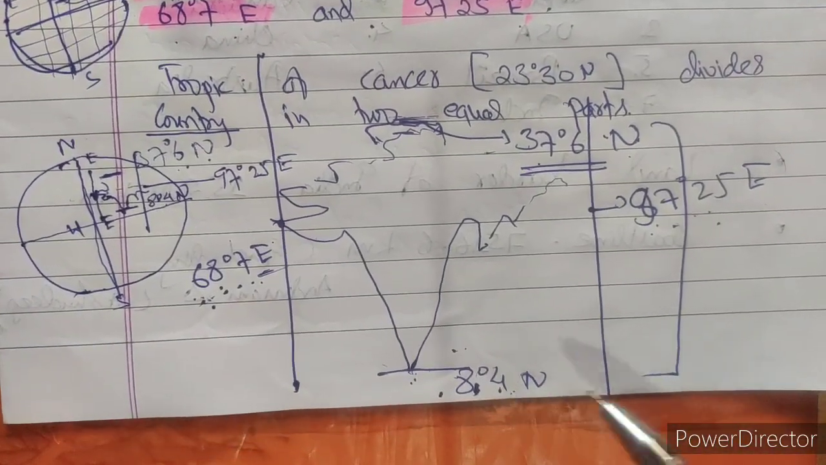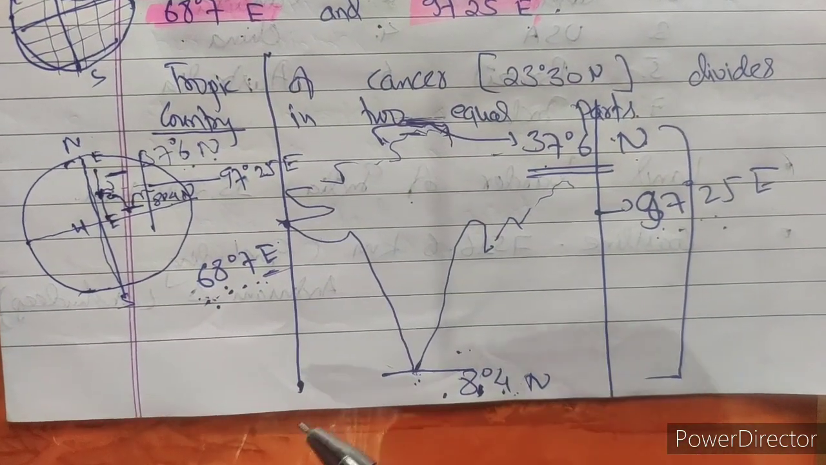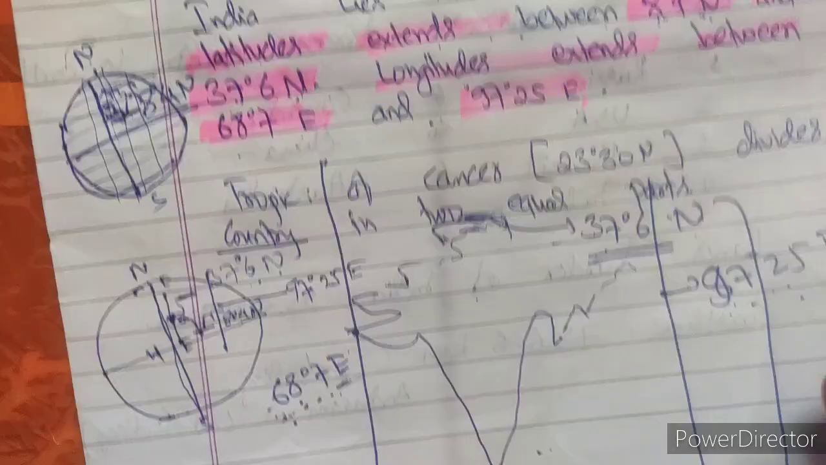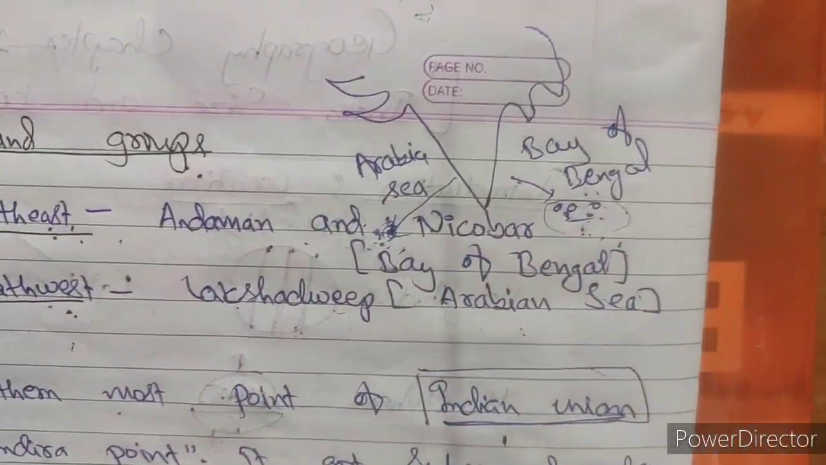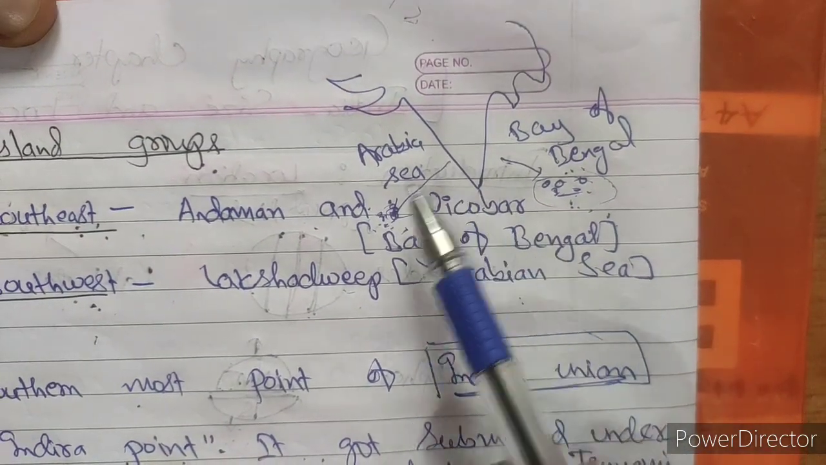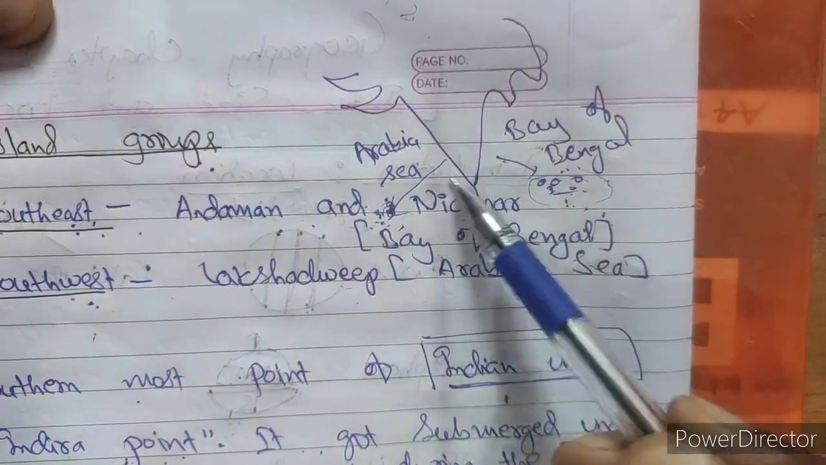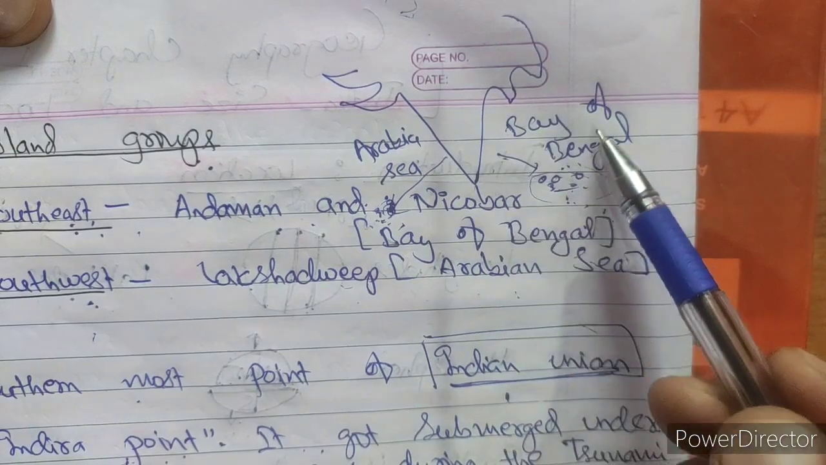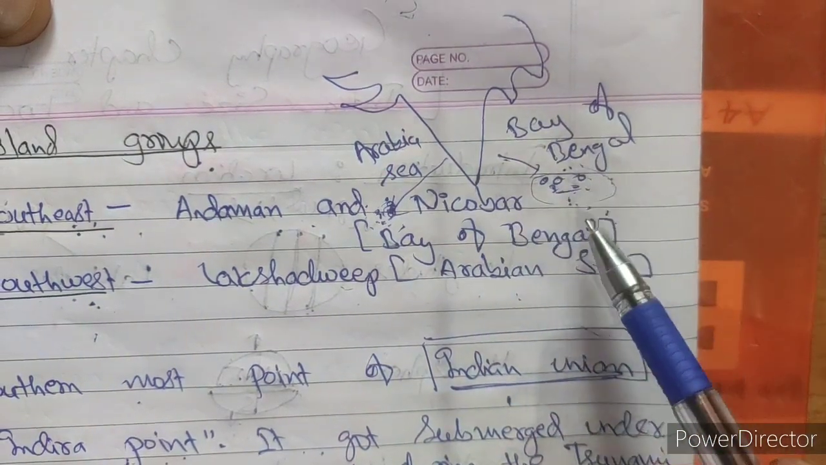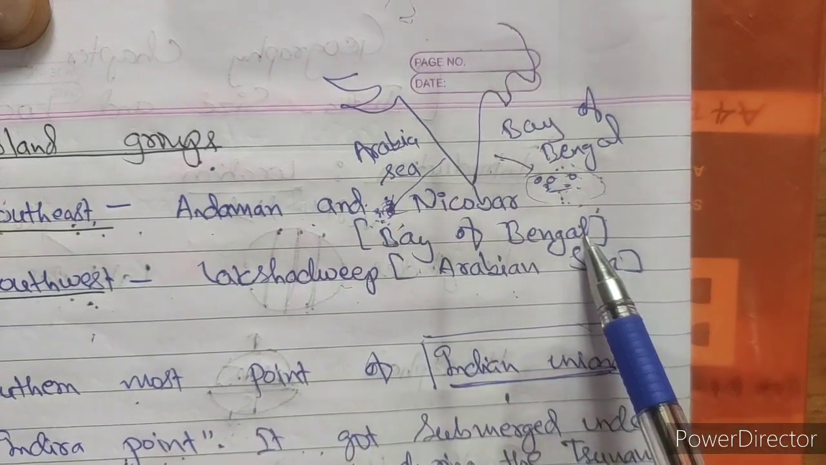Now India is not related only with the mainland. Apart from the mainland, India has two more important parts, which are the island groups of India. If this is the position of India, India has two island groups, one in the southwest and one in the southeast. In the southeast is the Bay of Bengal, where India has the Andaman and Nicobar Islands.